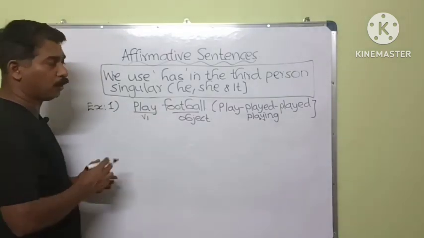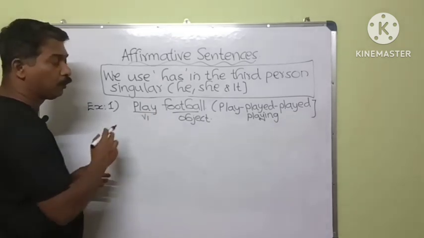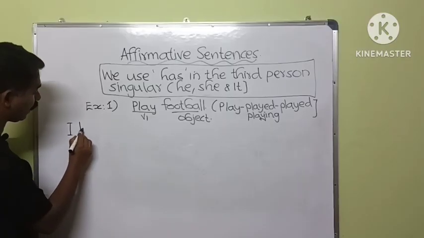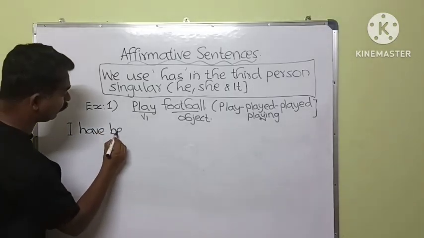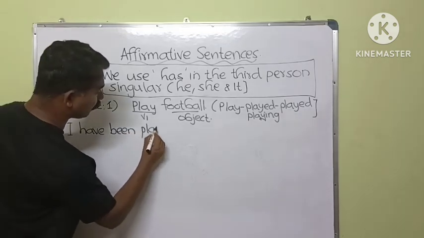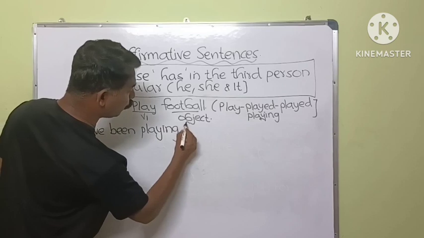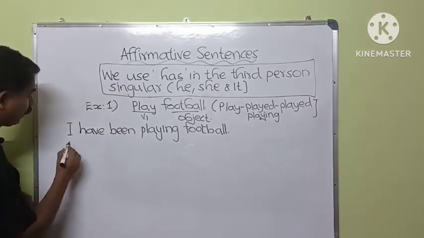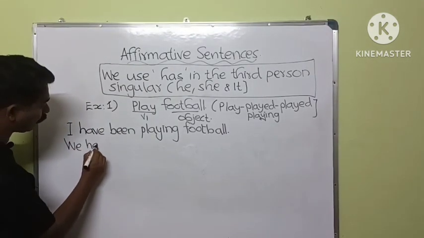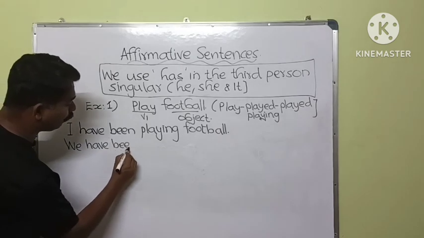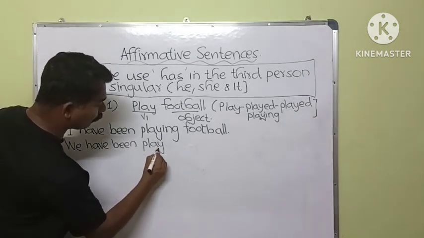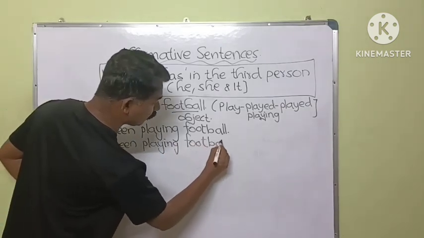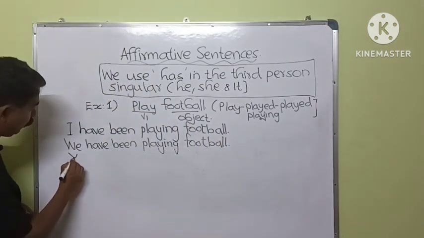Example number 1. Play football. Play is the first form of the verb. Football is its object. Play, played, played, playing. I have been playing football. Full stop. We have is the combination. We have been playing football. Full stop.